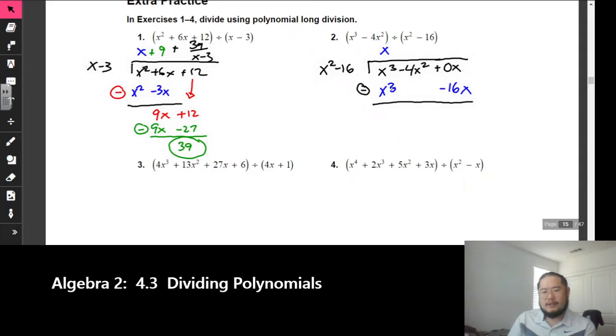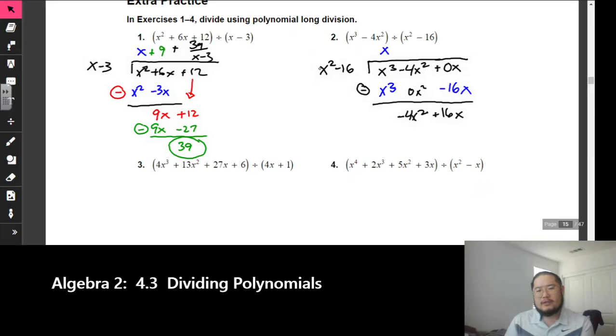So this becomes 0. I've got negative 4x squared minus, and then we could go ahead and put 0x squared. And so that'll remain negative 4x squared. And then we have 0x minus negative 16, or 0 minus negative 16, which is going to get us plus 16x. And then we repeat the process.